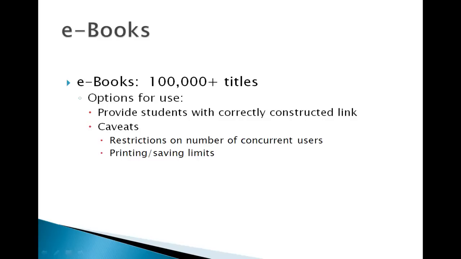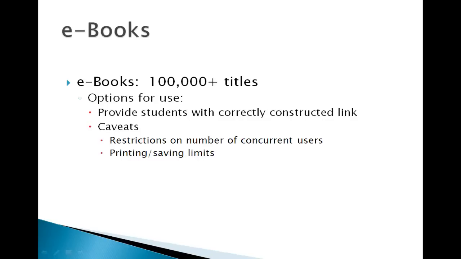You should, however, be aware that there are a few issues with electronic books. Some of our electronic books restrict the number of concurrent users. So while some of them allow endless users to access simultaneously, others restrict to 1 or 2 users. So what happens in that case is a student goes into the book, student number 2 comes along, wherever they're located, and clicks on the link, and they will get a message that that book is already in use.